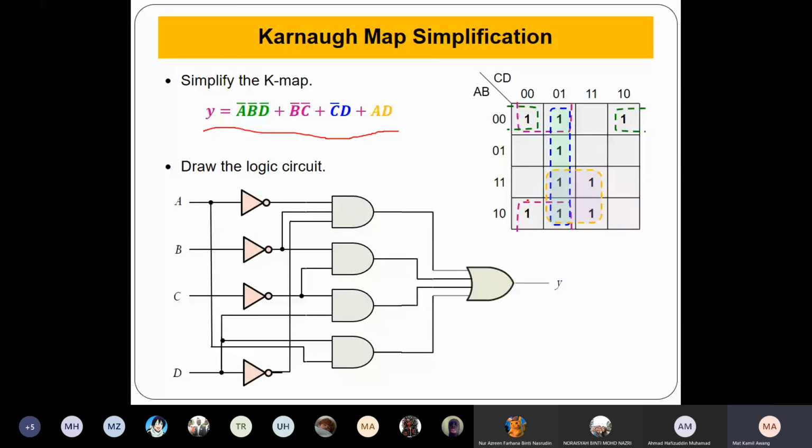And the question can also start from the equation, from the expression, which is not minimized. And from there, you can go into the Karnaugh map, you construct the Karnaugh map, then you do the grouping, then you write the simplified expression, then you draw the logic circuits. So I can make that kind of question also. Okay?